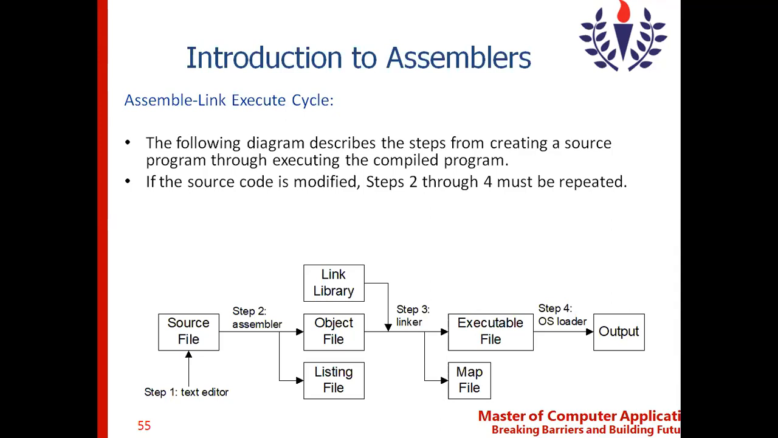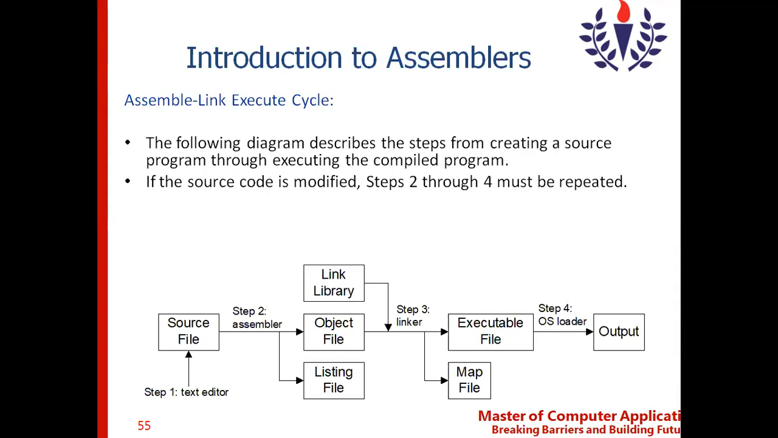the source file. In step 2, the assembler is called. The source file is given to the assembler, and the assembler will generate the object file. With the object file, it will also generate the listing file. Then the object file will be given to the linker. That is step 3. The linker will be called, which links the file with the library file. That is where it does the mapping. Then it creates the executable file, which will be given to the loader in step 4. Then the loader executes the program and gives the output.